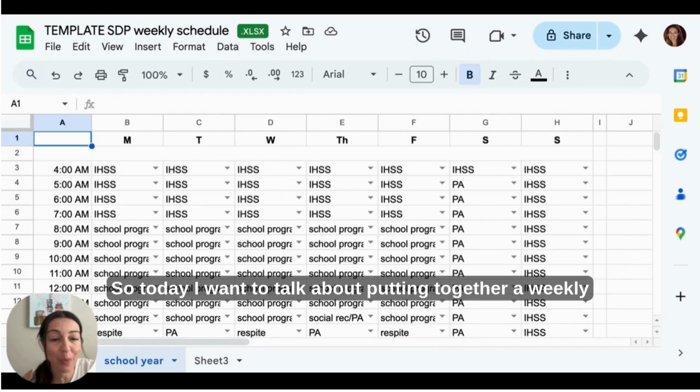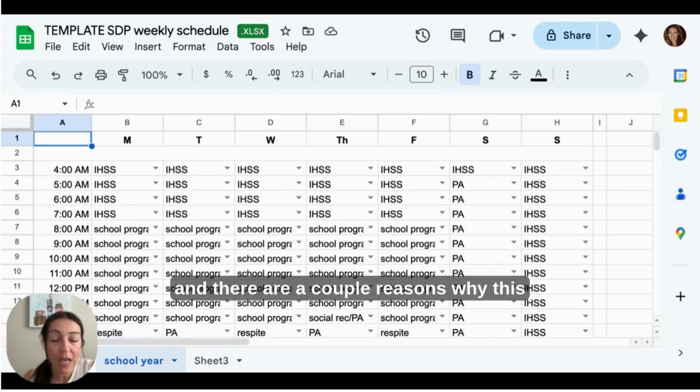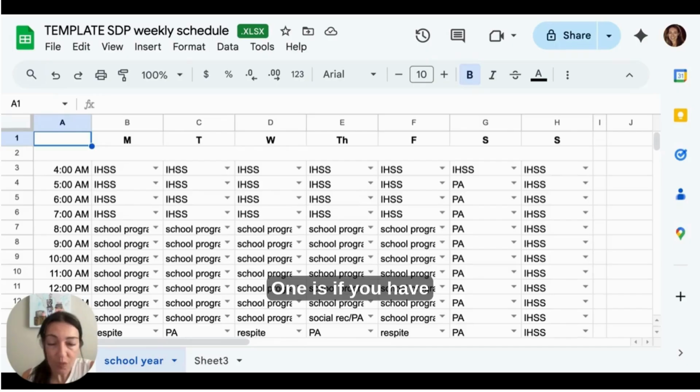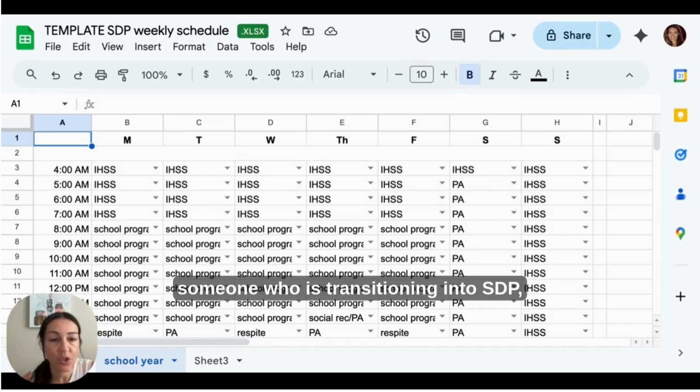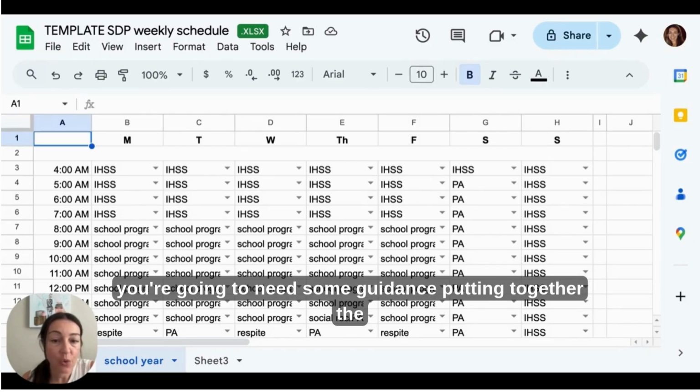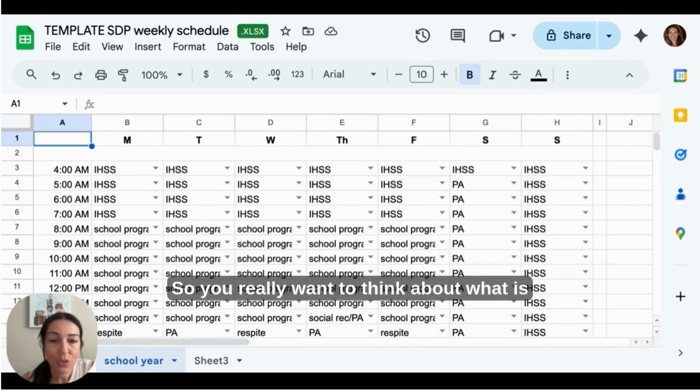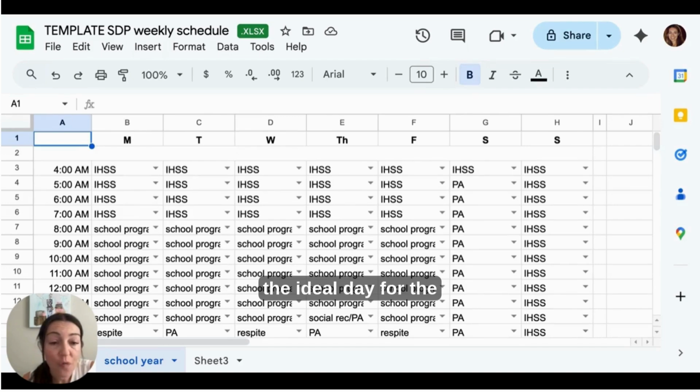So today I want to talk about putting together a weekly schedule. And there are a couple reasons why this is important. One is if you have someone who is transitioning into SDP, you're going to need some guidance putting together the budget and the spending plan. So you really want to think about what is the ideal day for the individual.